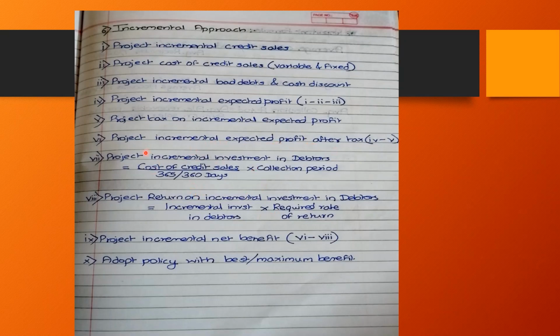Then we will deduct the opportunity cost. Now this is the same formula just written in two different ways: cost of credit sales into collection period upon 360 or 365 days into required rate of return, that is opportunity cost. We will get the net benefit and we will adopt the best policy. The formula remains unchanged. The difference is it is assumed that credit sales will be increased, and because of that, what will be the changes.